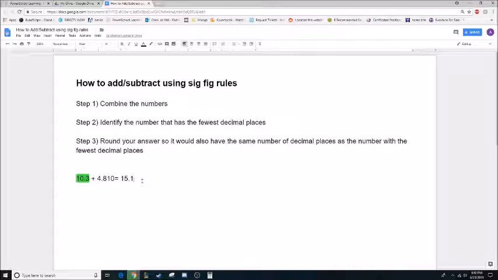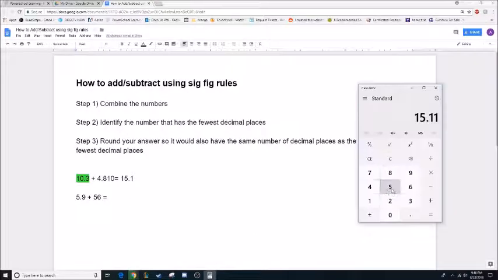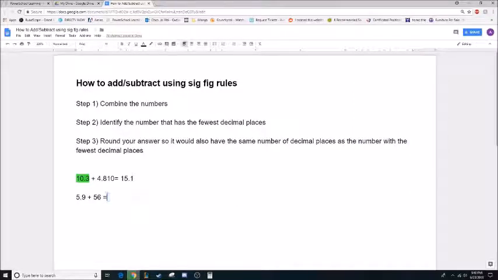But let's do another example here. So that one's done. If I had a problem that looked like 5.9 plus 56. Okay, so if I had a problem that looked like this, first of all, we're going to combine the numbers, so I'm just going to punch in my calculator again. Okay, so I have 61.9.